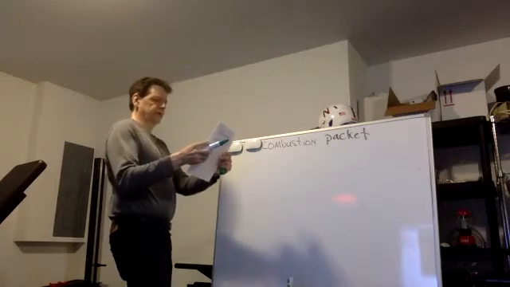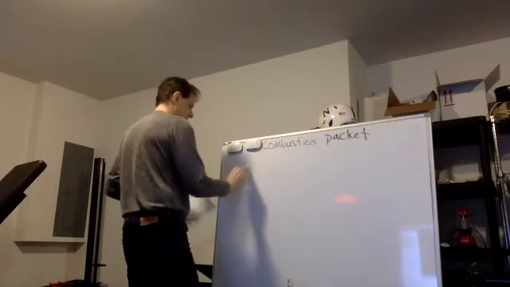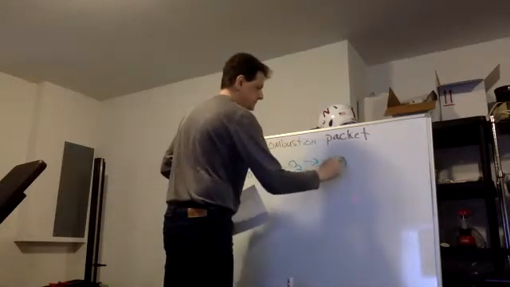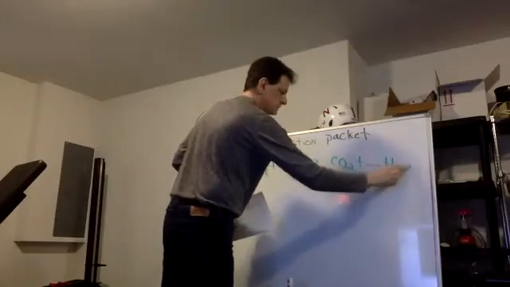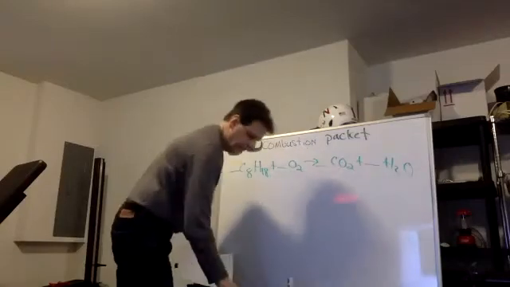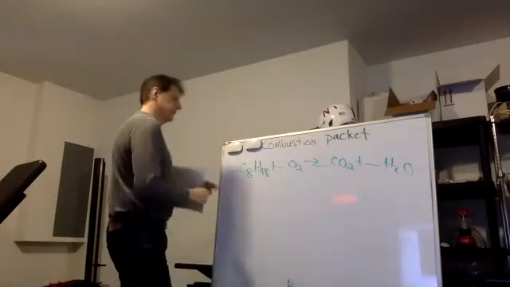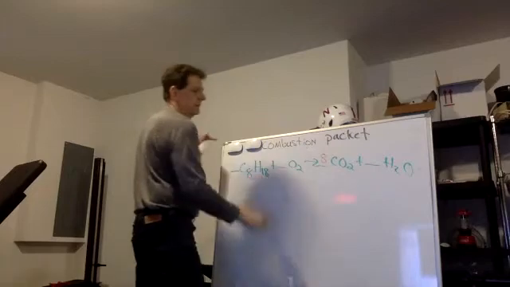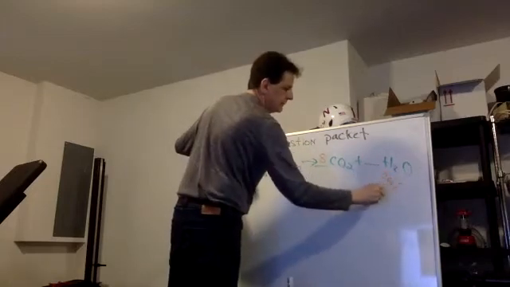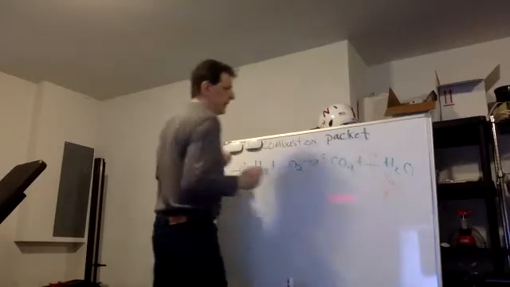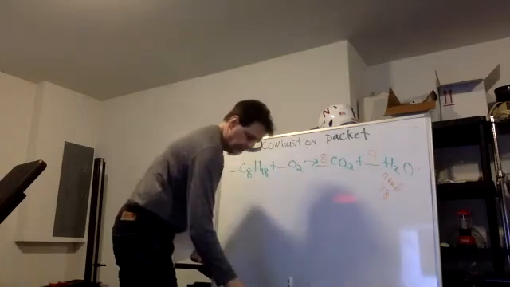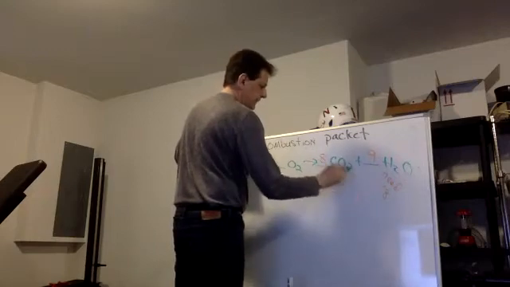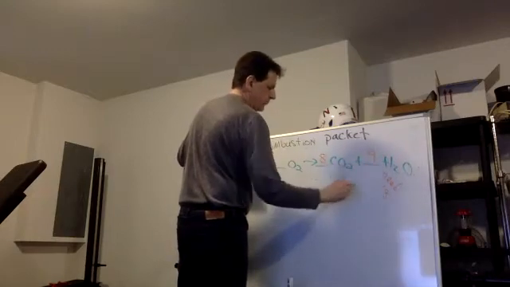Let's see, we've got a C8H18. So let's see here. We got 8, 18. So your need here is 18. 2 goes into 18 9 times. Now we got some arithmetic to do. 8 times 2 is 16 for the O. 9 times 1 is 9.